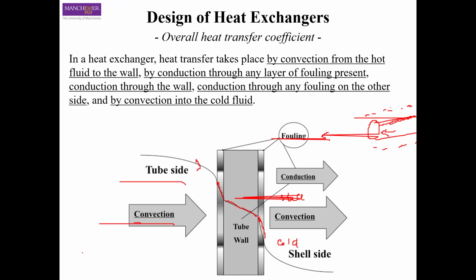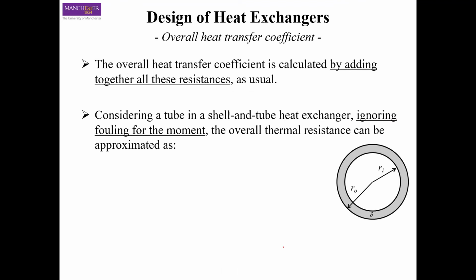So you have 5 different forms of heat transfer: 2 convections and 3 conductions. Because you have convection here, then conduction here, then conduction here, then conduction here, and then here you have the second convection. So that is what is happening inside the tube.